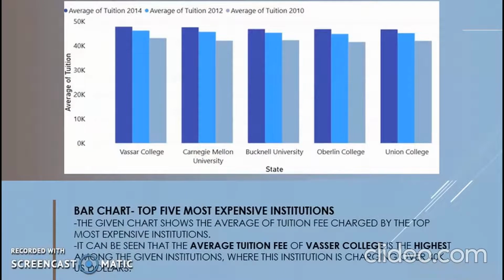This bar chart shows the average tuition fee charged by the top most expensive institutions. It can be seen that the average tuition fee of Vassar College is the highest among the given institutions, where this specific college is charging over $40,000 per year.